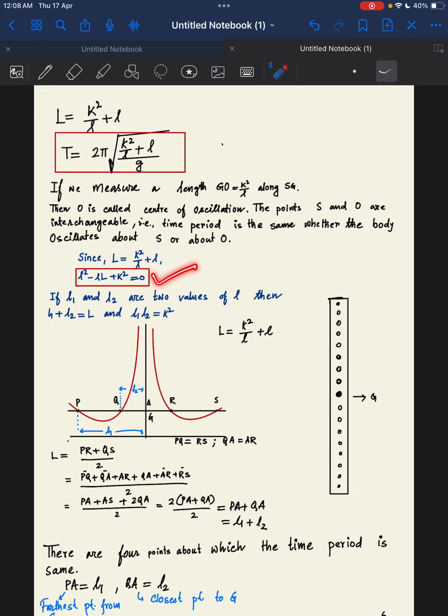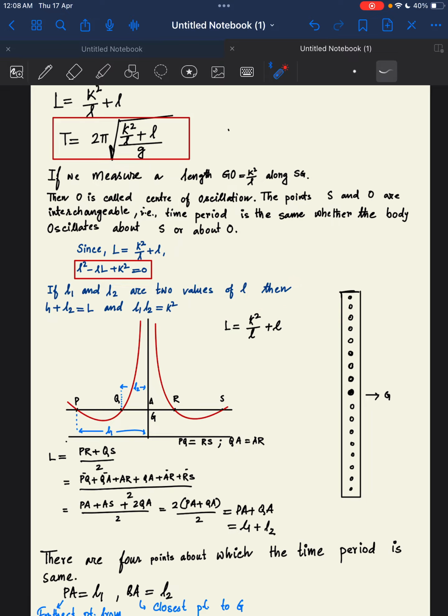So you can achieve this equation. Now let's say there are two lengths, L1 and L2, which are the two values of this L. So we can have capital L equal to L1 plus L2 from the solution of this equation, and L1 times L2 equal to K square. So from the solution of this equation we can find L, the effective length of a simple pendulum, from the compound pendulum graph, and since L1 L2 equals K square, we can find K is equal to root over L1 L2.